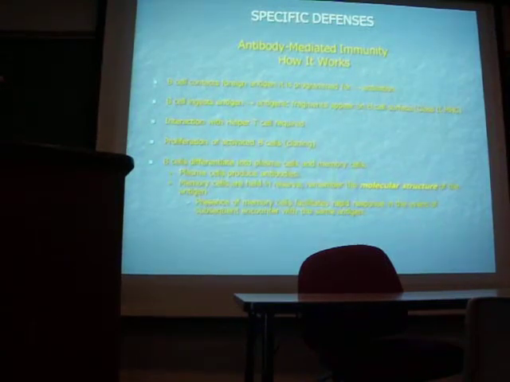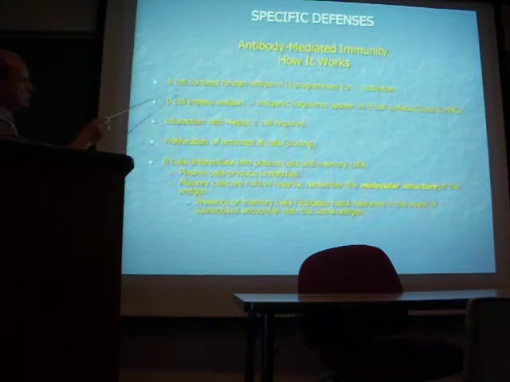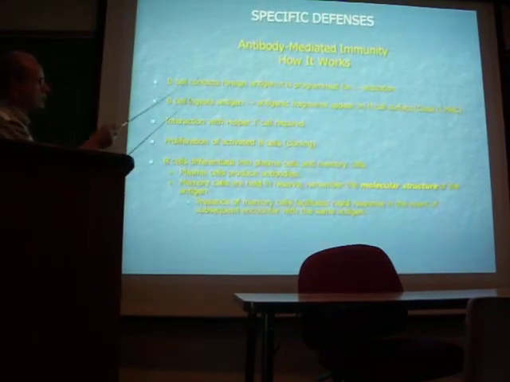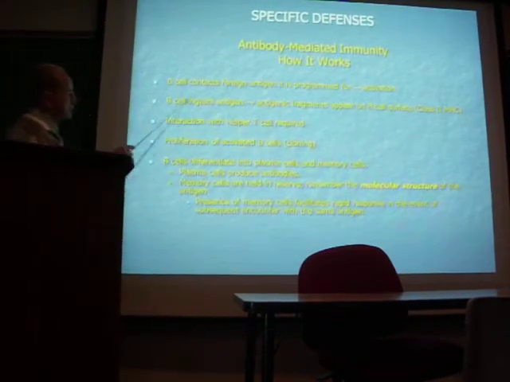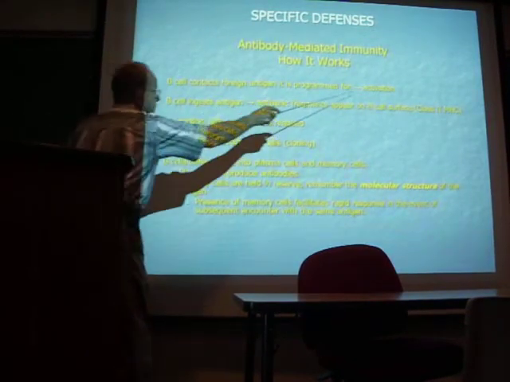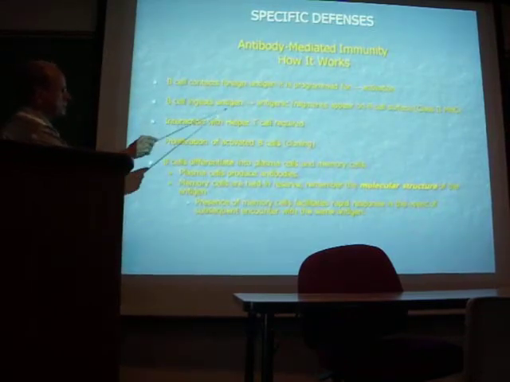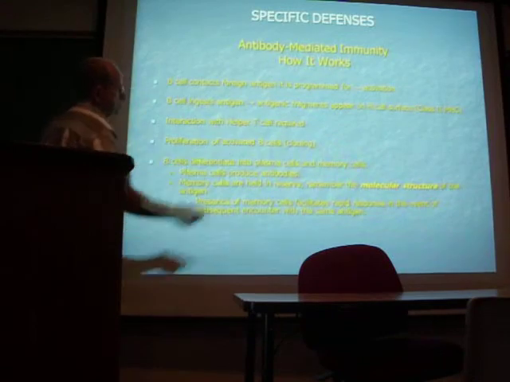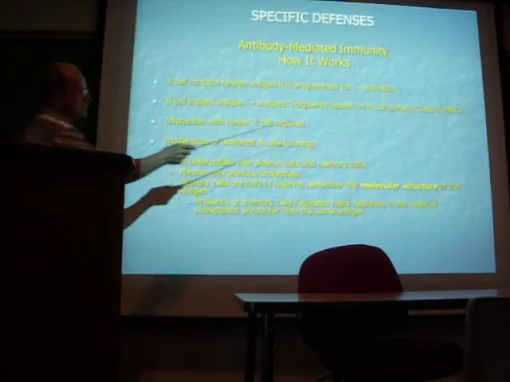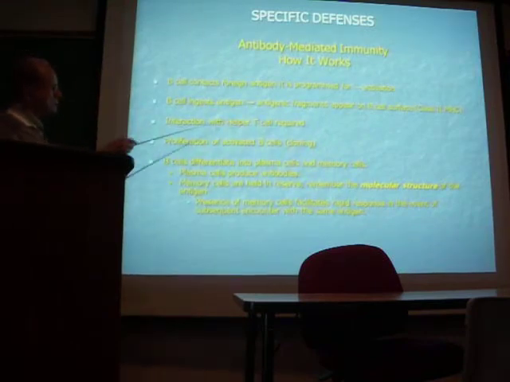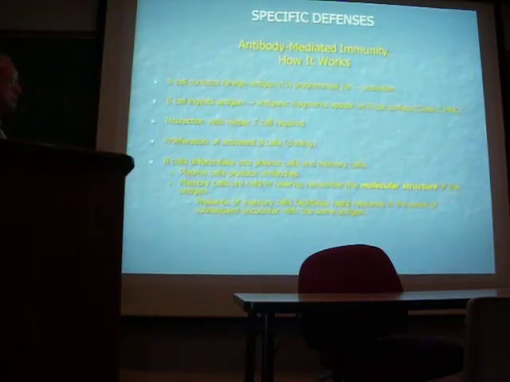So again, in review, here's the sequence. The B cell contacts a foreign antigen it's programmed for. It's activated. Well, I should say it's sensitized. This should be sensitized, really, I guess. And then the B cell ingests the antigen, presents antigenic fragments on its surface, class 2 type reaction. It must interact with a helper T cell.